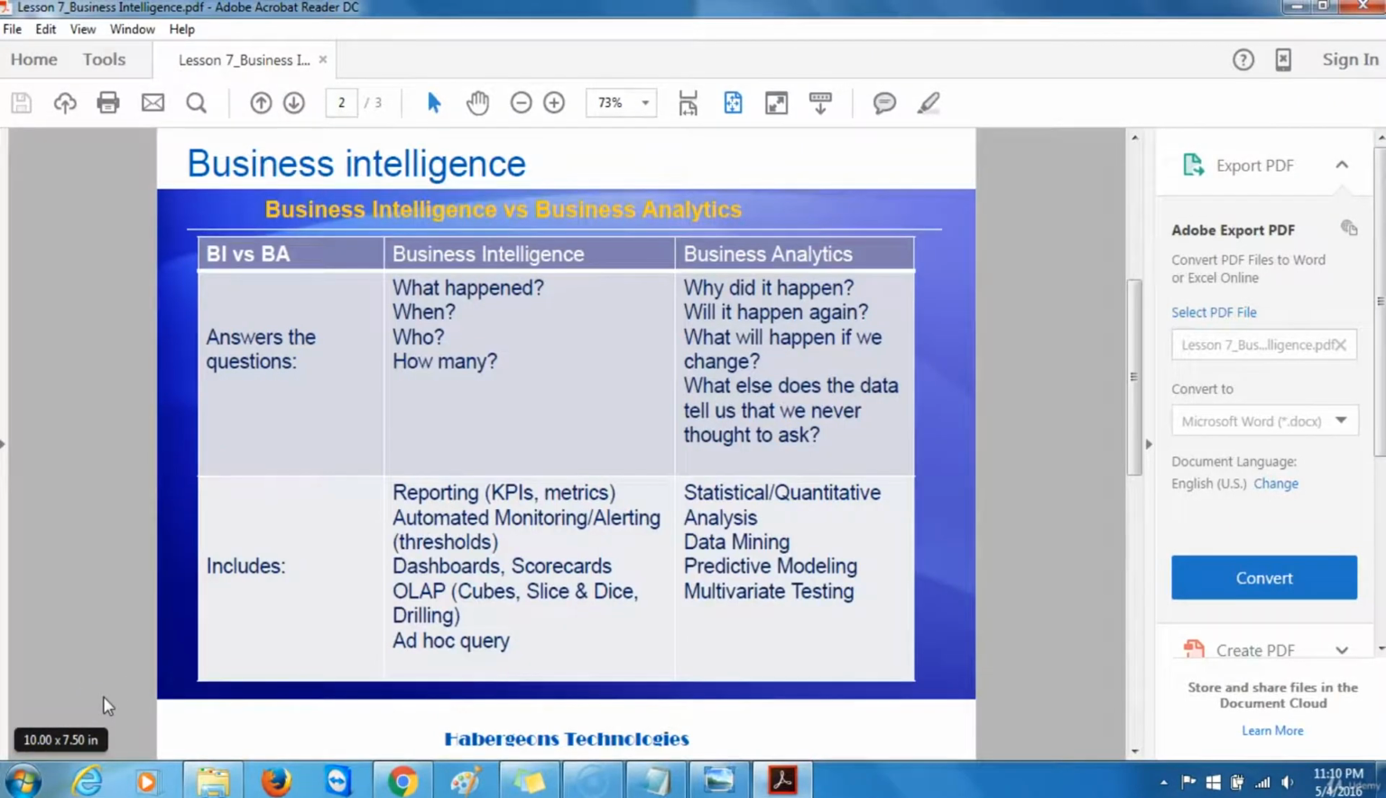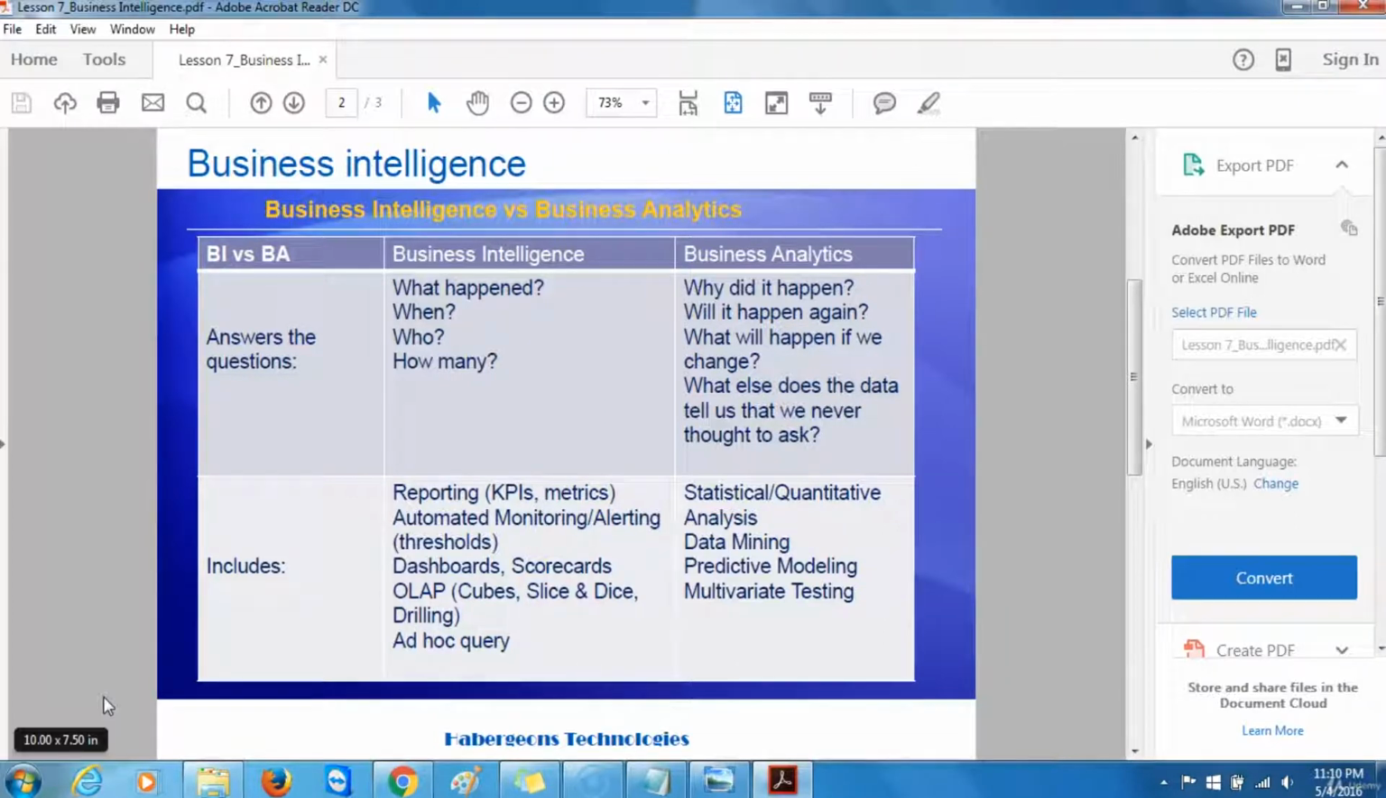Now, someone may be wondering, what is the difference between business intelligence and business analytics? The questions that are asked in business intelligence include: what happened? When did such an event happen? Who was involved in this event? And how many times has this particular event happened?